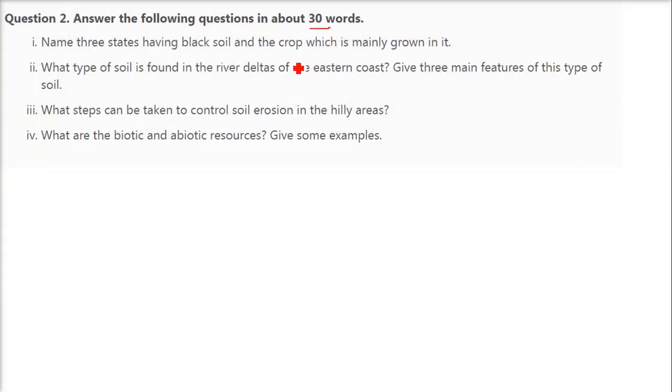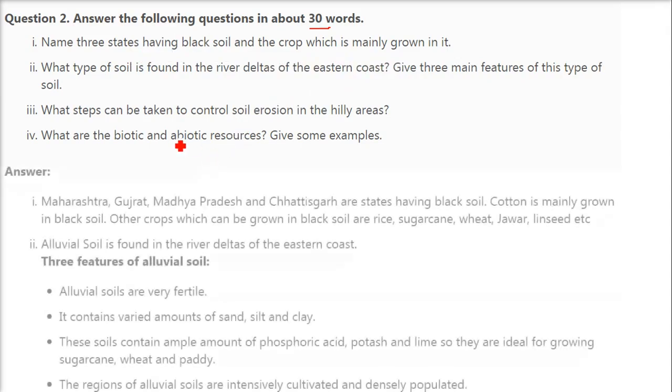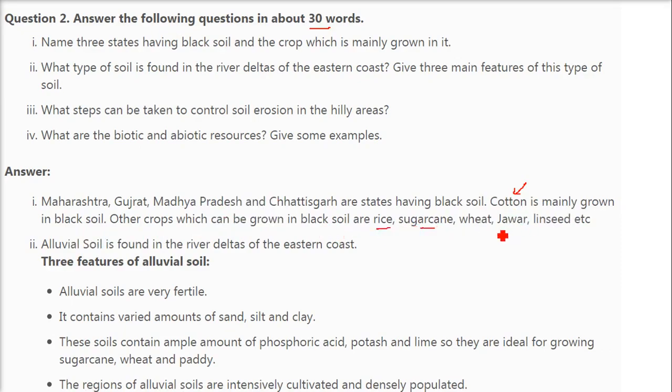Next, we have to answer these in 30 words, that is, answer in brief. Name three states having black soil and the crop which is mainly grown in it. So we have Maharashtra, Gujarat, Madhya Pradesh and Chhattisgarh. These are the states having black soil. Cotton is the crop mainly grown in black soil. Other crops are also there in black soils, like rice, sugarcane, wheat, jowar and linseed.